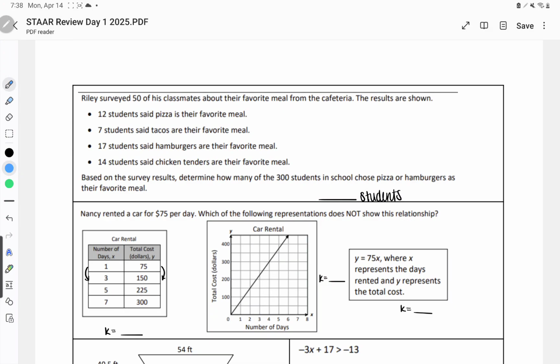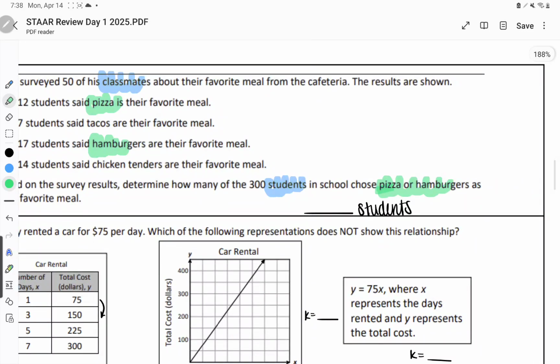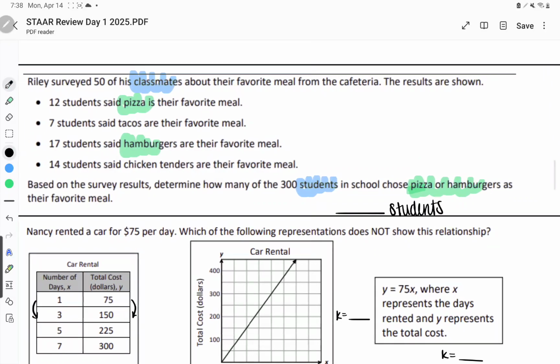This would be a proportion because I see classmates and I see students, and then I see hamburgers and pizza. So we would set up our proportion. It wants to know how many kids chose pizza or hamburgers. So I would have pizza and hamburgers on the top over students on the bottom.